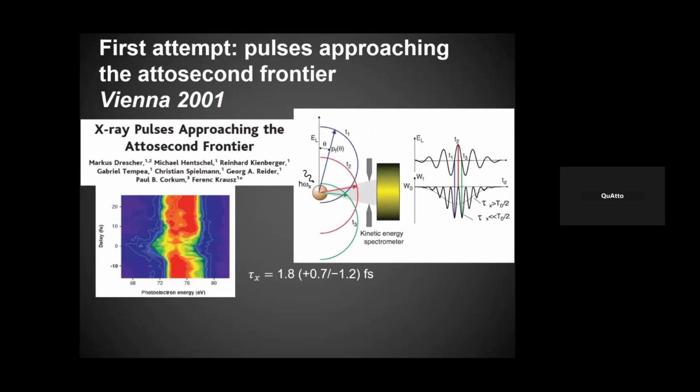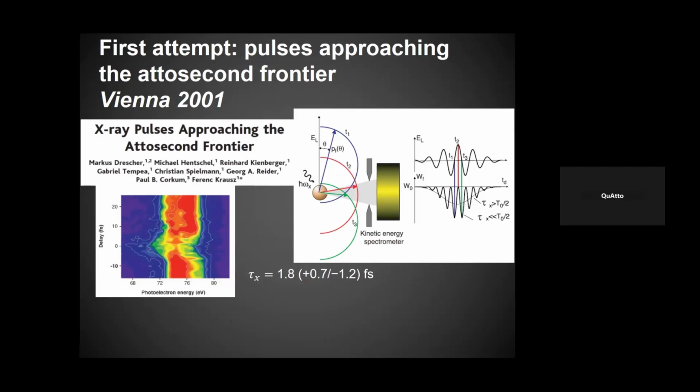Now, I just want to say something, because at least I remember when I was a PhD student, it was a little bit confusing. Also now, considering the Nobel Prize which was awarded. The very first attempts to demonstrate the generation of isolated attosecond pulses were done, of course, in the Krausz group in Vienna in 2001, where they were using, I don't know if we should call it attosecond streak camera. The principle is the same.